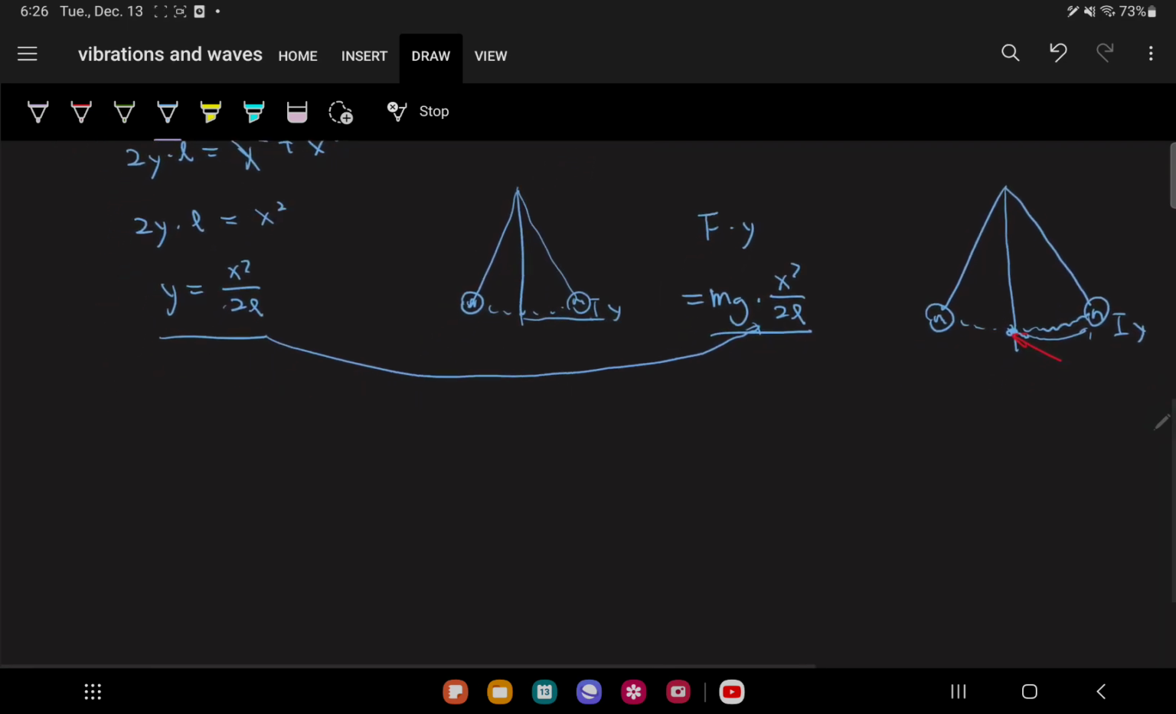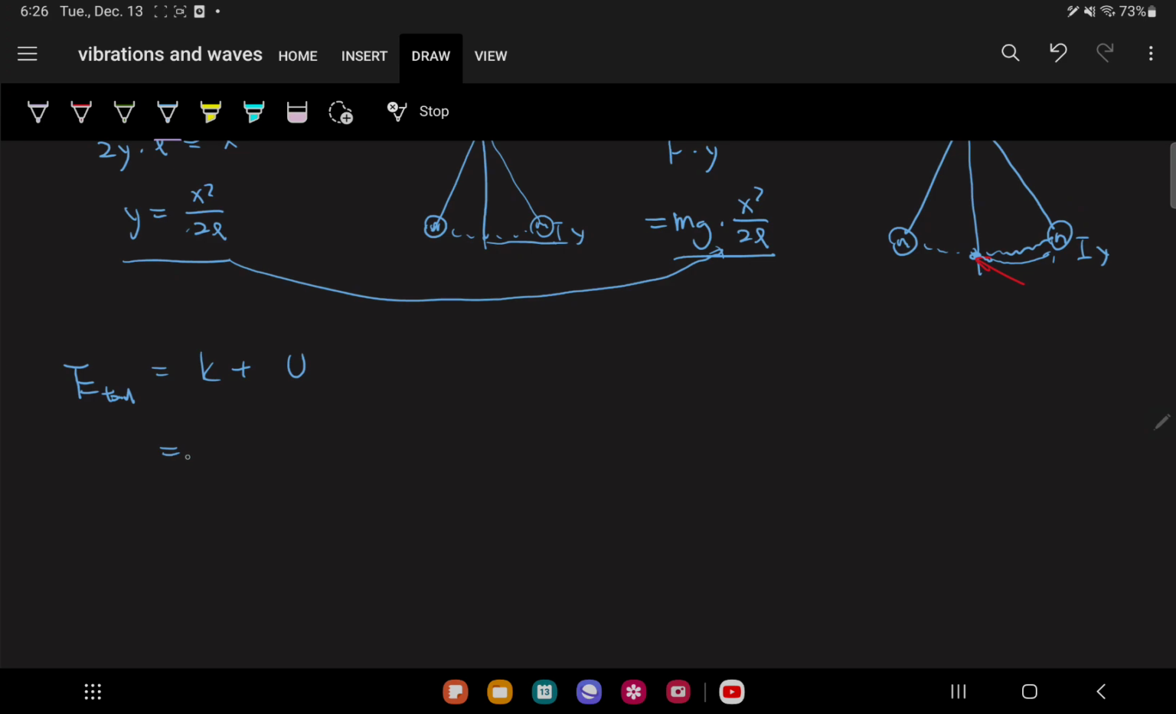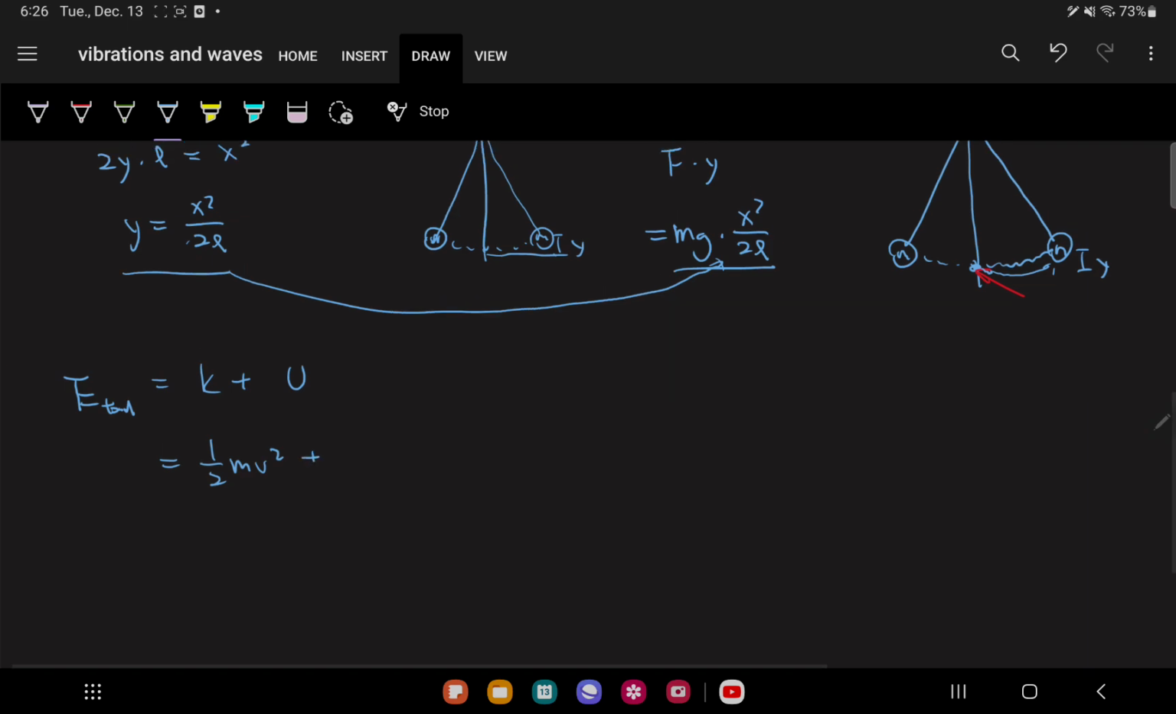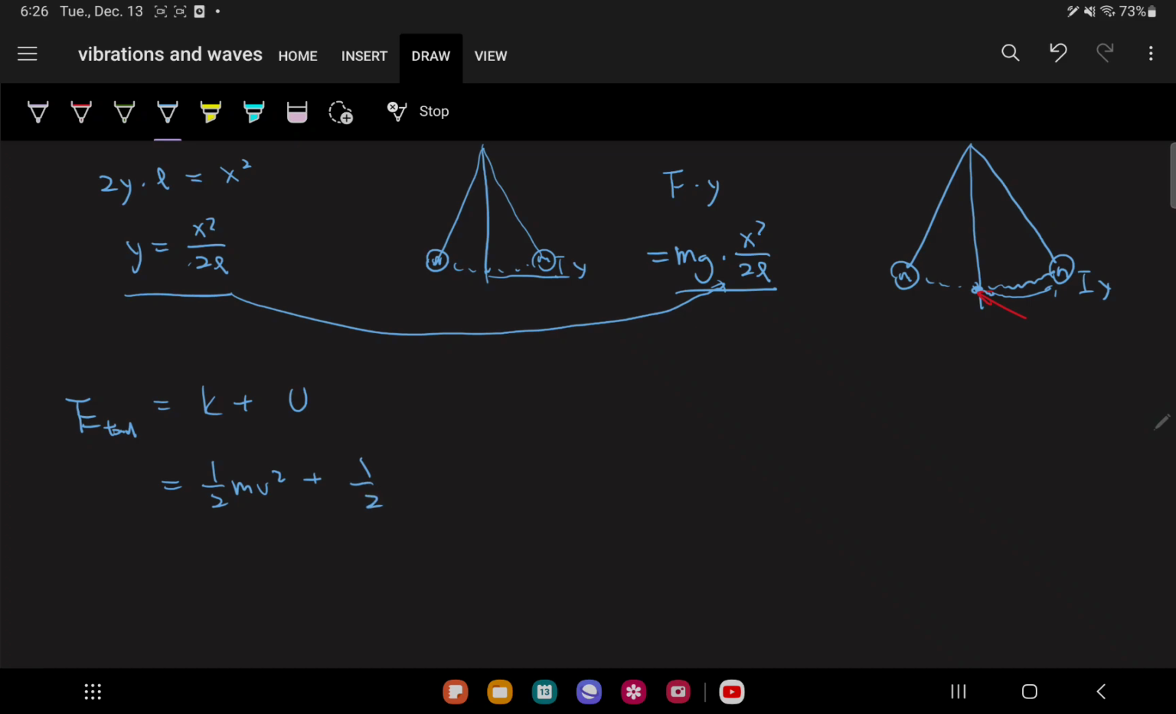So if this is the potential energy, we know that the formula for the total energy is equal to the kinetic energy plus the potential energy. And the kinetic energy in this case can be 1/2 mv squared, of course, as always, plus our potential energy, which we just did here, is going to be 1/2 mg x squared divided by L.